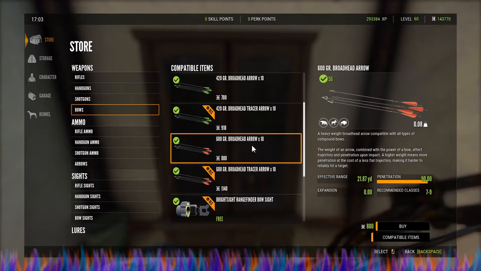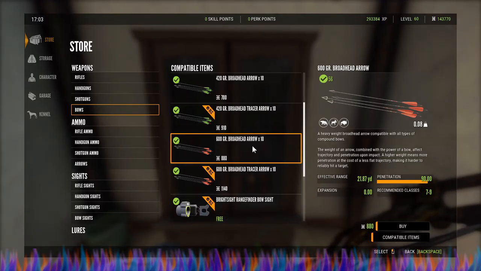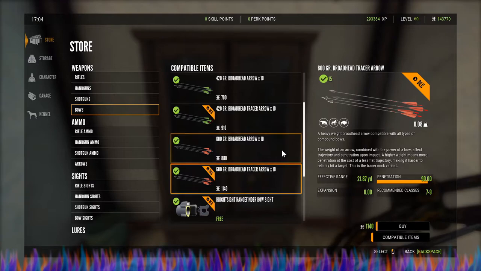So, moving on down to the 600 grain, the non-tracer version unlocks at a bow score of 3,554. 10 of these in non-tracer is going to run you 880 credits, while the tracer version, 10 of them, will run you 1,140 credits. Now, these come in at 0.08 units of weight, the penetration is 90, and the recommended classes is 7 to 9. That's going to be your bears, your moose, your gemsbok, your elk, your bison, and your buffaloes, and your lions as well.